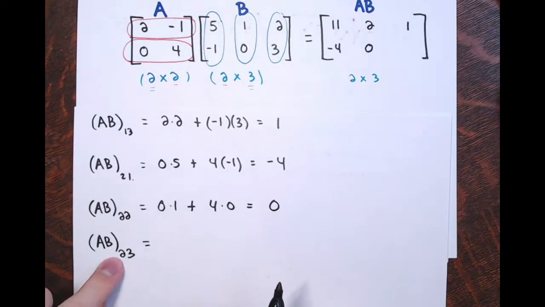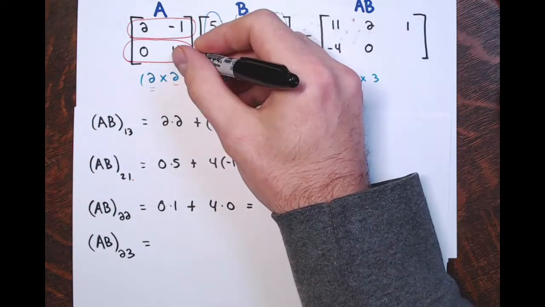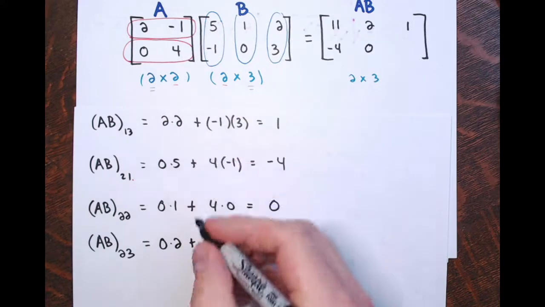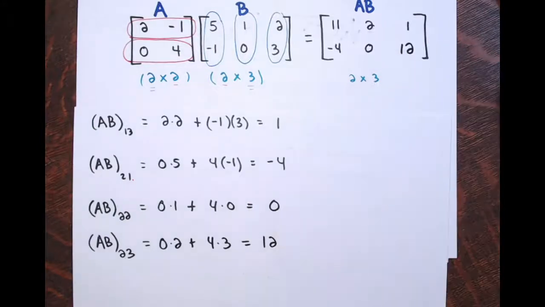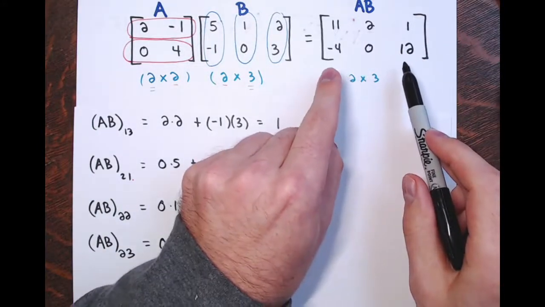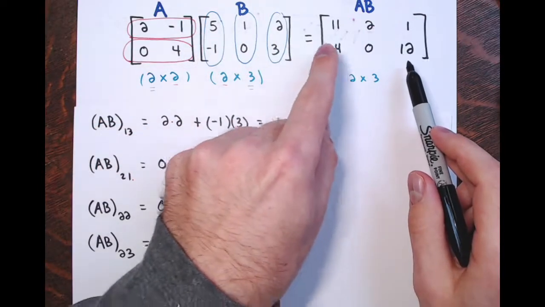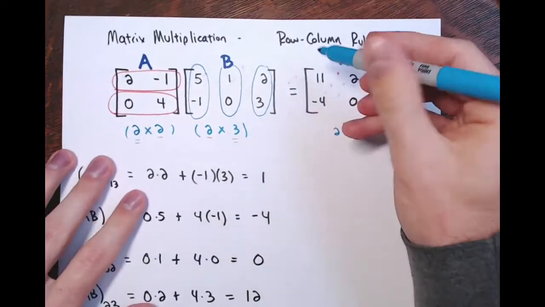So again, I take the second row of the left matrix A and match it with the third column of the right matrix B. So 0, 4 from A with 2, 3 from B. Second row, third column. So 0 times 2, the first entries, plus the product of the second entries, 4 times 3. This is 0 plus 12, that's 12. And there you have it. This 2 by 3 matrix is the result. This is the product of this 2 by 2 and this 2 by 3, with 11, 2, 1, negative 4, 0, 12. And I'll put it in a little circle or something, a little bubble.